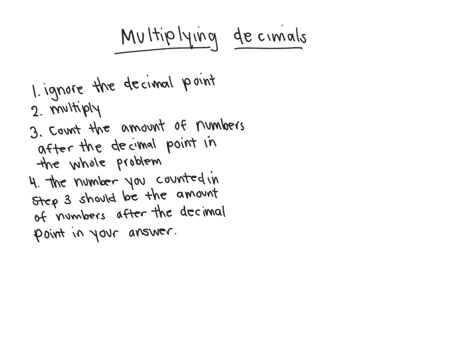Okay, let's try this again. Just erase. So if I had 0.25 times 0.7, I'm going to ignore the decimal point. So I'm really going to do 25 times 7.